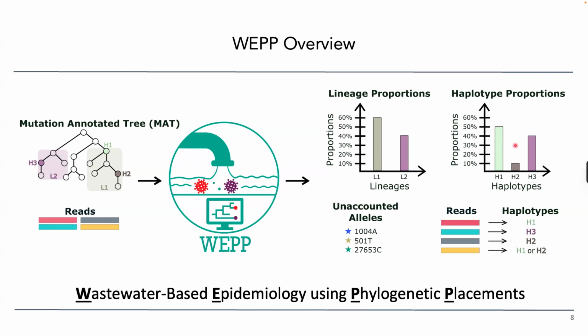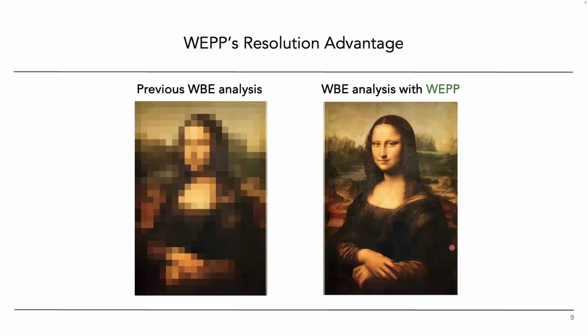WEPP also performs parsimonious mapping of these reads to the selected haplotypes, which allows the user to analyze these reads in the context of detected haplotypes. As shown over here, some reads can map to multiple detected haplotypes, which is most often the case. WEPP also provides an interactive dashboard to analyze the results better, which will be covered later by Prateek.